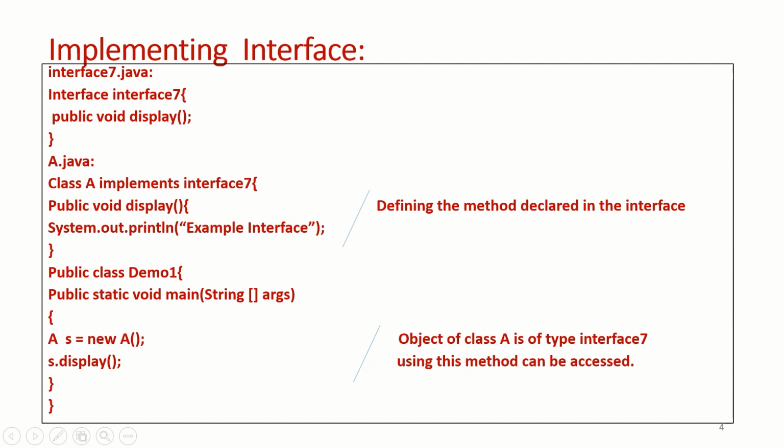This is the main method. In the main method, we are creating an object. The name of the object is S, which is of class A. So S.display will invoke this method and print the output as example interface.